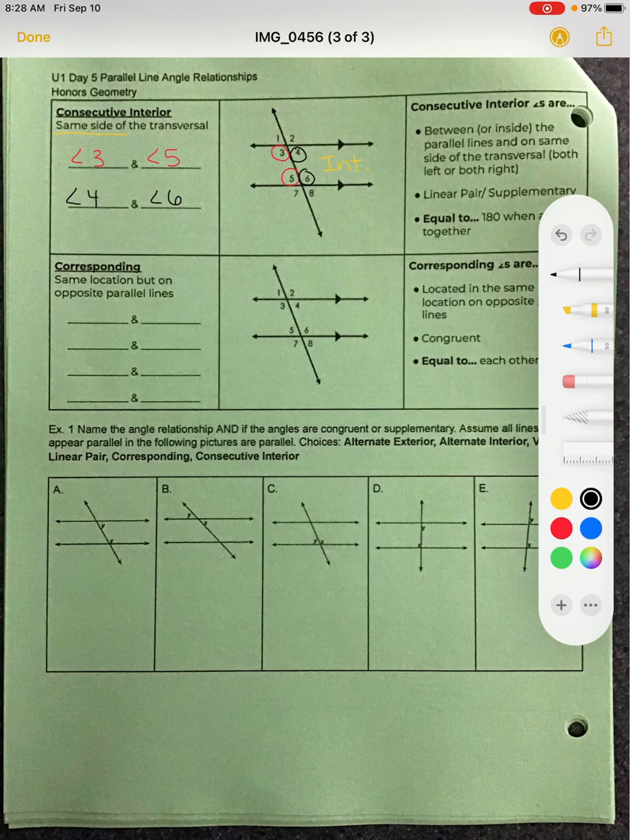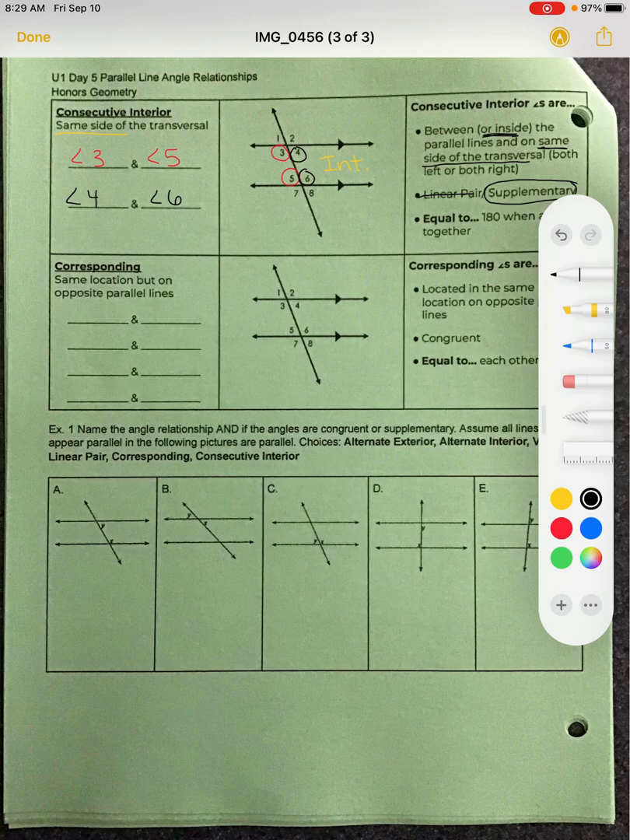All right, the last special type. These angles are supplementary, which means that they add up to 180 degrees. Because it used the word interior, they have to be inside the lines and on the same side of the transversal. Okay. Corresponding angles.